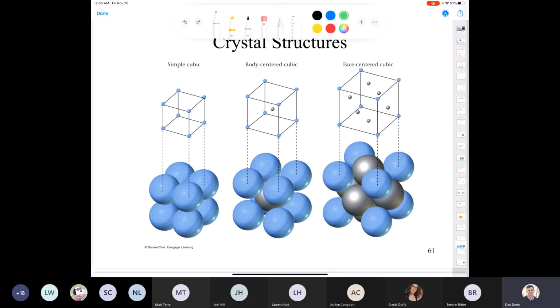Okay, so what I told you before we started the lecture today, I said what you need to know about this is how many atoms are in the unit cell. What's a unit cell? The unit cell is the smallest portion of the crystal structure that, if you repeat it over and over and over, will give you the full crystal structure. Okay, let me show you what I mean with the simple cubic. It's easiest to see here.